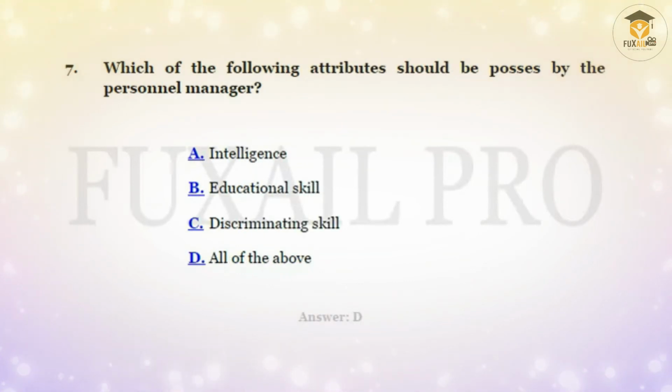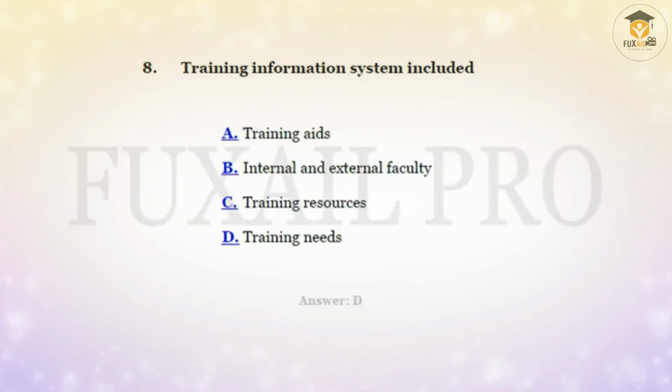7. Which of the following attributes should be possessed by the personnel manager? A. Intelligence. B. Educational skill. C. Discriminating skill. D. All of the above. Answer, D.